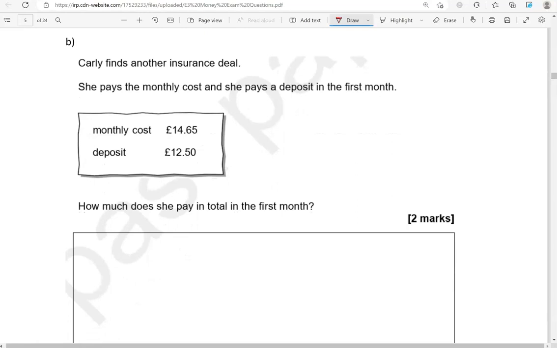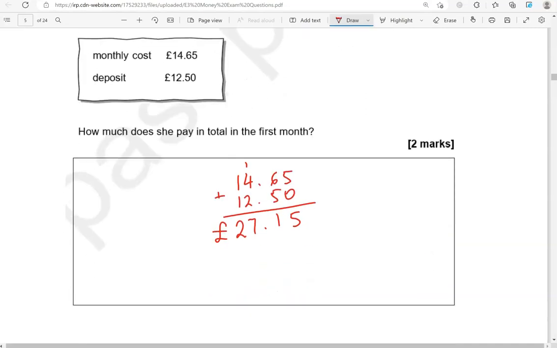Kylie finds another insurance deal. She pays the monthly cost and she pays a deposit in the first month. Monthly cost £14.65. Deposit £12.50. How much does she pay in total in the first month? So in the first month she will pay the monthly cost as well as the deposit. So we're going to add together £14.65 and £12.50. 5 and 0 is 5, 6 and 5 is 11, so 1 down and 1 carried over. 4 and 2 is 6 and the 1 is 7, 1 and 1 is 2, so £27.15.